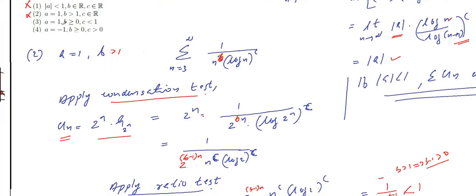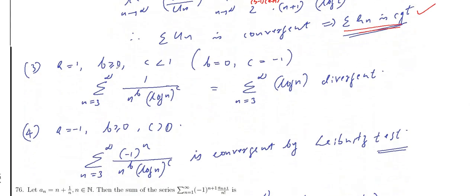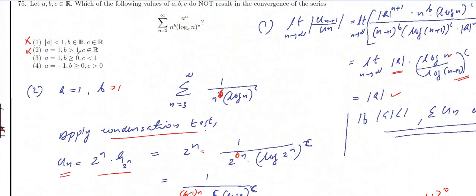And the third case, you put a is equal to 1, b is greater than or equal to 0 and c is less than 1. There I simply take some values. If b is greater than or equal to 0, I put b equal to 0 and c equal to minus 1. So only the terms of log n remain, and when c is a negative quantity, that goes to the numerator. So sigma log n is definitely divergent, right? So 3 is possible. That means there exist certain values in this region where the series is not convergent. So 3 is a correct option.